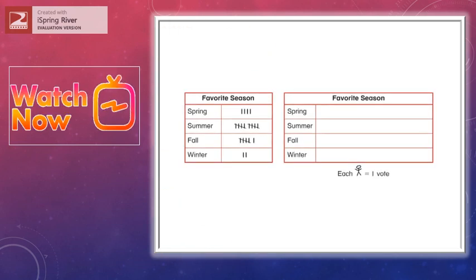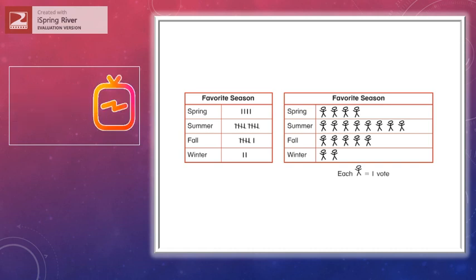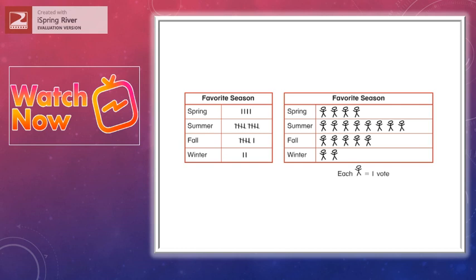This problem is key because students are asked to use the data displayed in the tally chart to complete a picture graph, drawing a stick figure symbol to show each vote. Listen and look for students who draw an incorrect number of stick figures in one or all of the rows. For example, some students may draw 8 stick figures for summer and 5 stick figures for fall because they do not know how to interpret more than 4 tally marks.